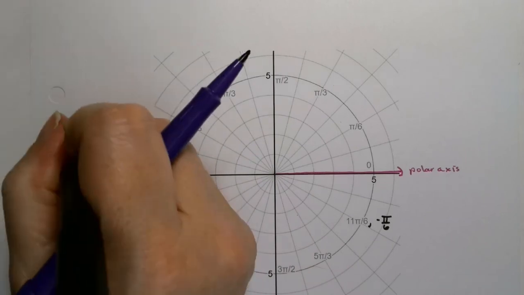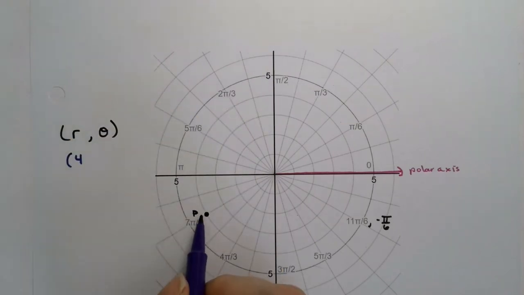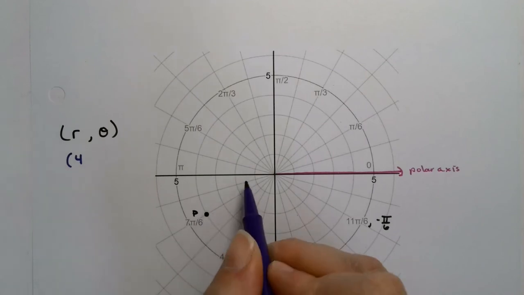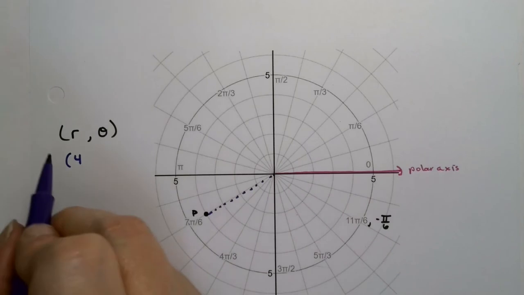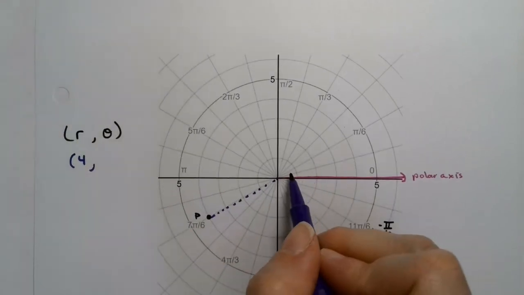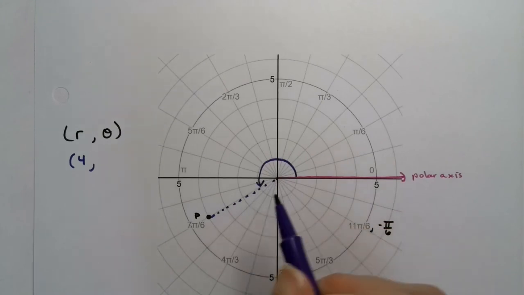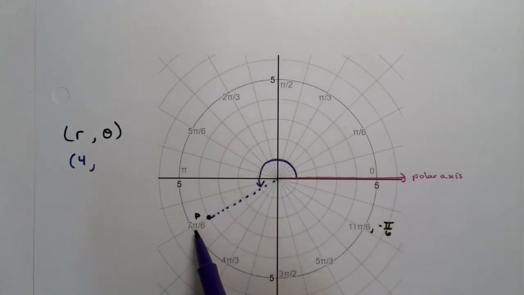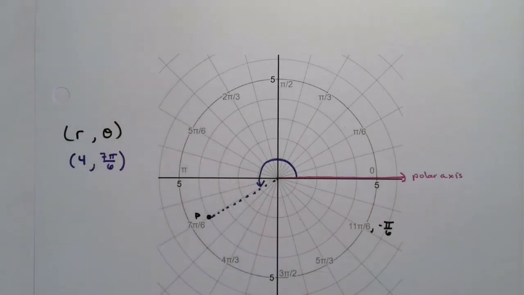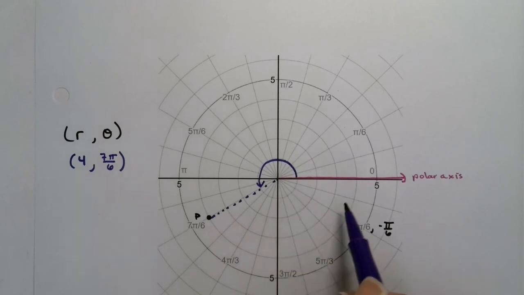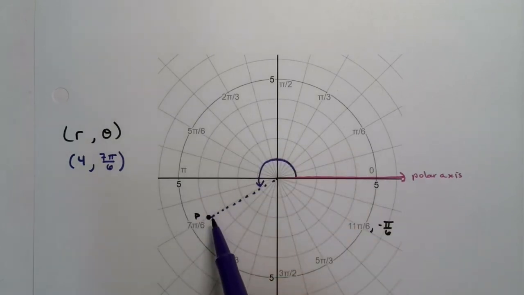So remember how these work. It goes r, comma, theta. So 4 is my r. I'm on the 4th ring to get out here. Comma. And then I have to think about my angle. What angle gets me here? Well, it's 7 pi over 6. I can see that. So out to the 4th ring, zoom around 7 pi over 6, and there you go.